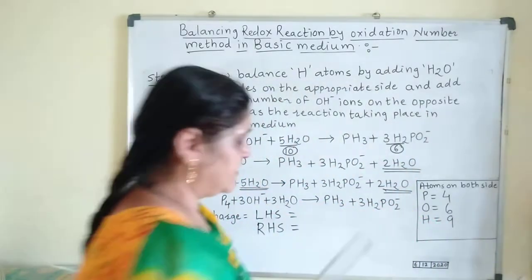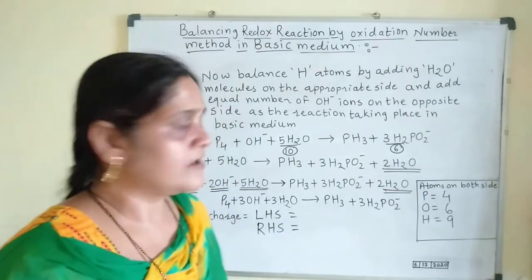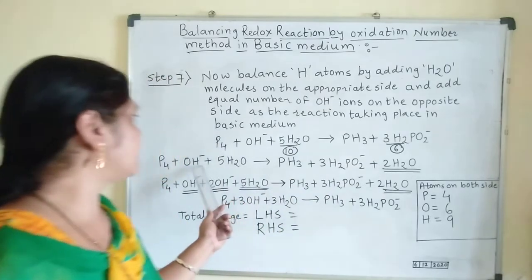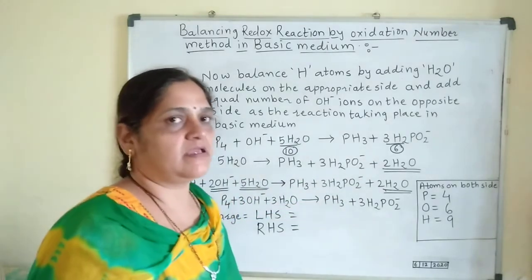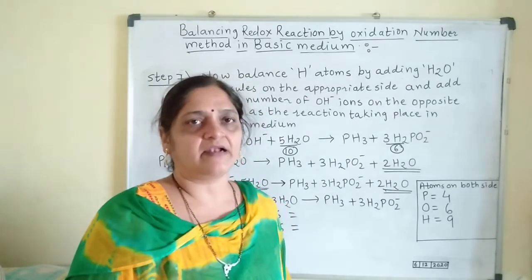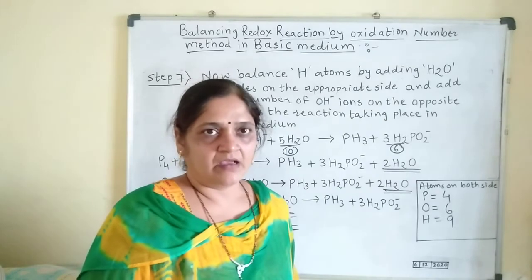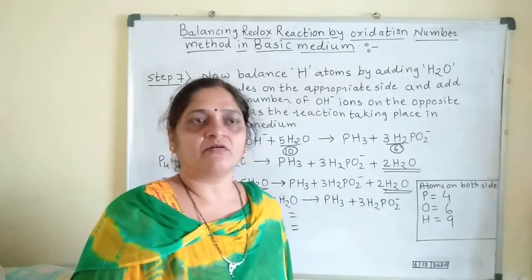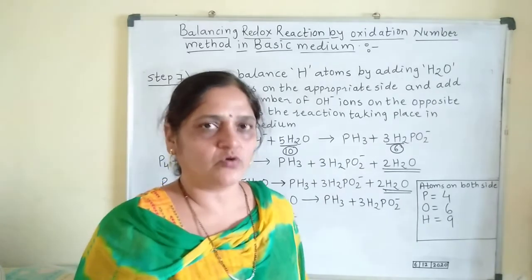So on both the sides 9 hydrogen atoms are there. So atoms on both the sides are balanced. Now this equation is the ionic equation. There the ions are there which are carrying charges. Whenever any equation is the ionic equation, we have to check after balancing the redox equation whether the charge is balanced or not. It is a must to check that the charge should also be balanced along with the balancing of the number of atoms on both the sides.